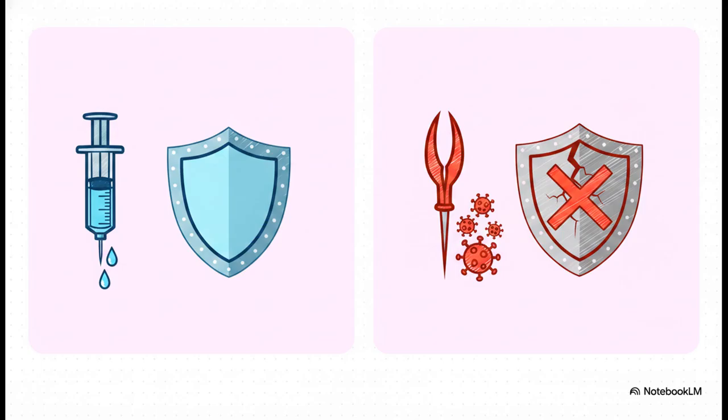JYNNEOS is a live but non-replicating vaccine given subcutaneously in 2 doses. Because it doesn't replicate, it is totally safe for immunocompromised patients. ACAM2000, however, is a live, replicating vaccinia virus. It's administered with a single percutaneous poke using one of those bifurcated needles. Because it replicates, ACAM2000 is strictly contraindicated in the immunocompromised. Getting these 2 mixed up on an exam, or worse, in a clinic, is a massive red flag.